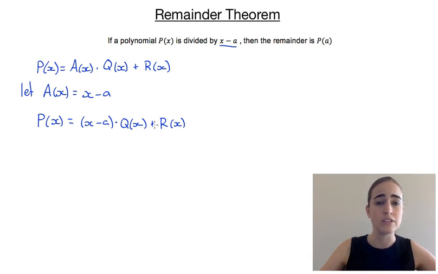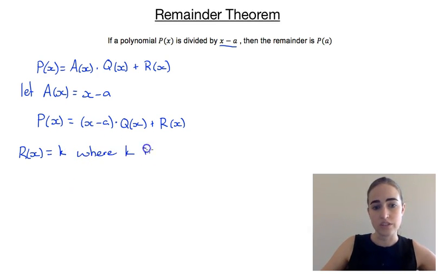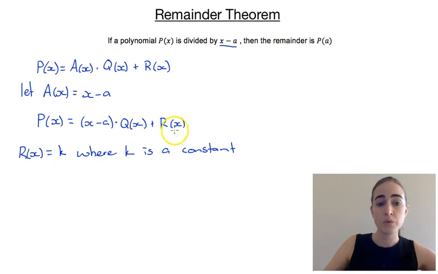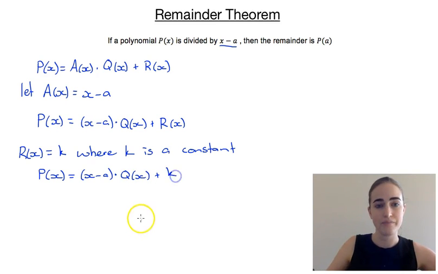Now, if a polynomial is degree 0, then that means it's just a constant term, it's just a number. So r of x, we're going to let that equal k, where k is a constant. So it's just a number, it doesn't have any x's in it. So again, we'll rewrite this line. So we've got p of x equals x minus a times q of x plus k.